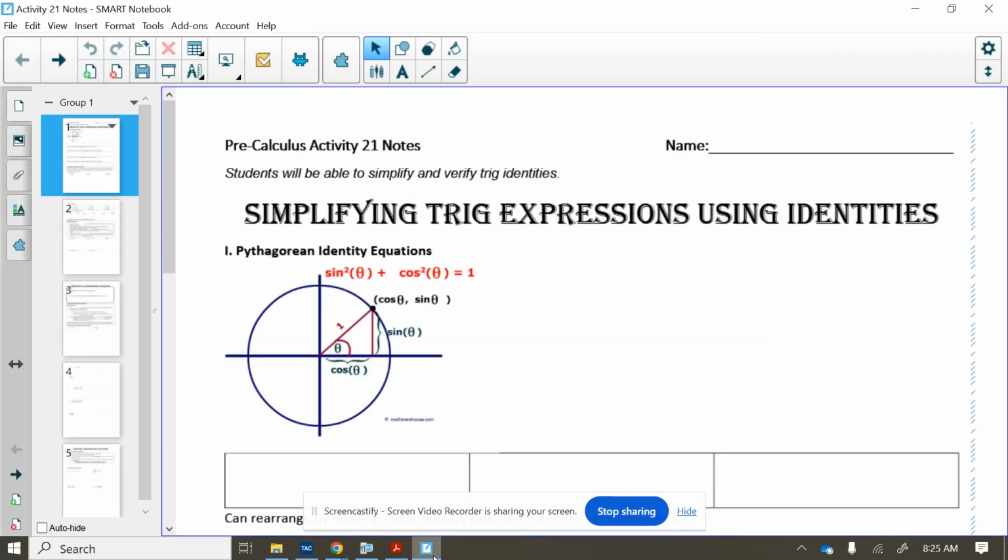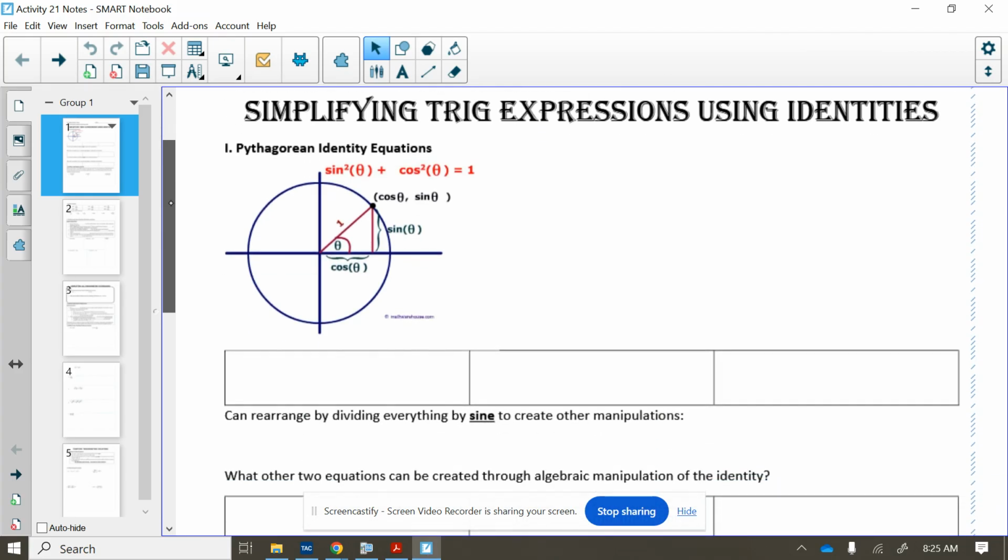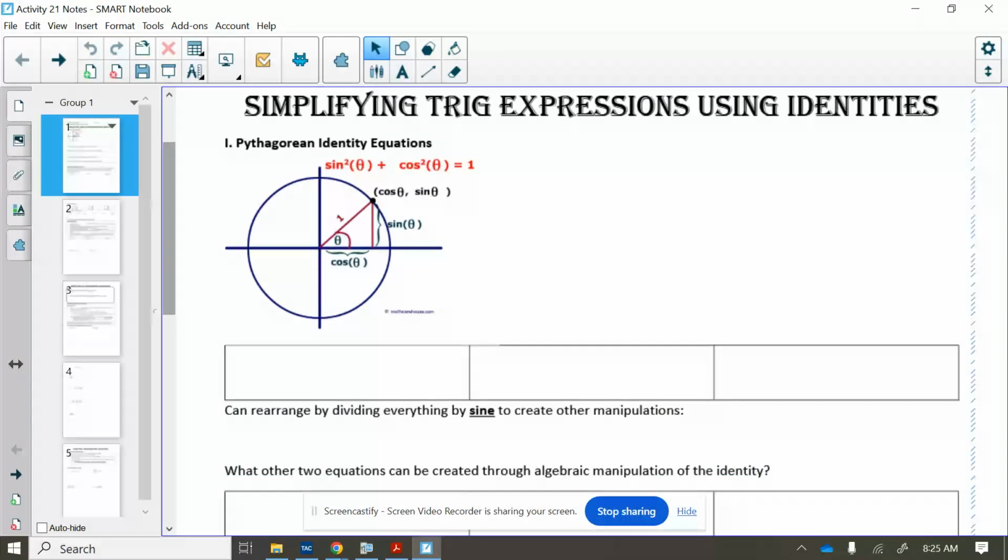Hi everyone and welcome to Activity 21. Today we are going to talk about the beginning of simplifying our trig expressions. Now before we can start talking about simplifying, we need to talk about some of the identities. And the first identity we are going to talk about is the Pythagorean identity.